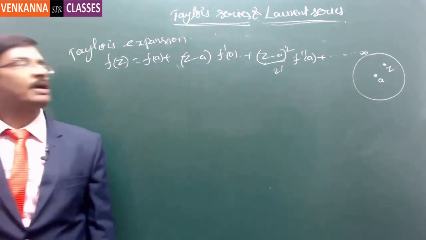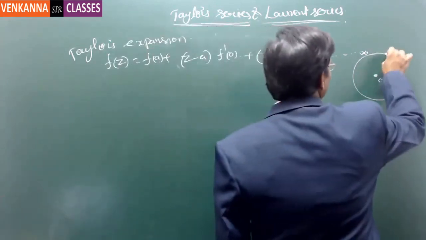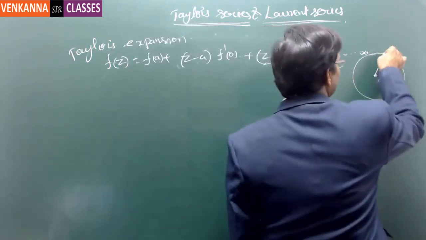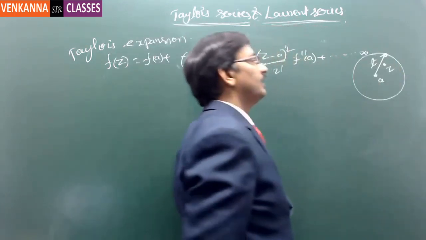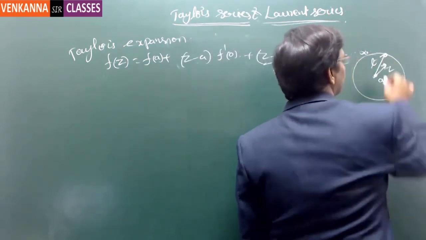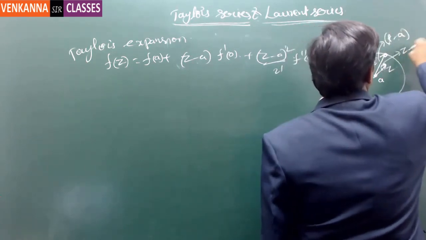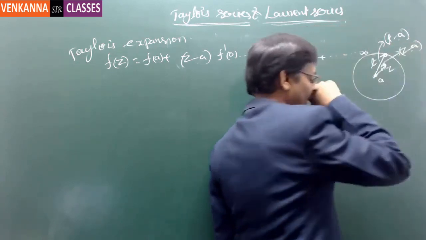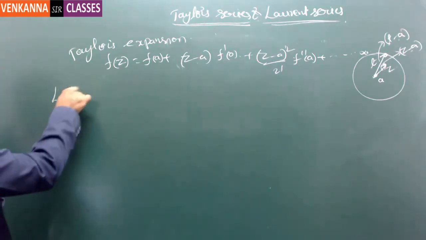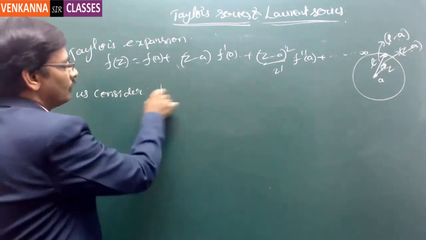Now this Taylor expansion, we can prove it. Suppose you randomly consider a curve, let us say this is the curve we are thinking of. Let us say this is at a distance of t, and this other point is located at a distance of z minus a from this. So this distance is t minus a, and this is z minus a. I'm just proving this Taylor expansion. Let us consider 1 by t minus z.